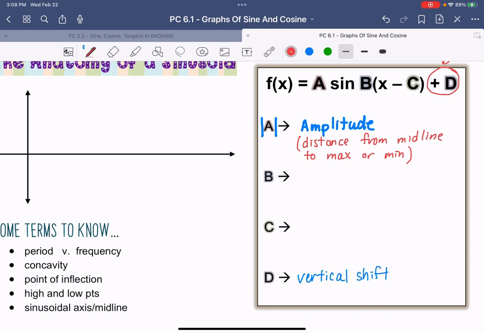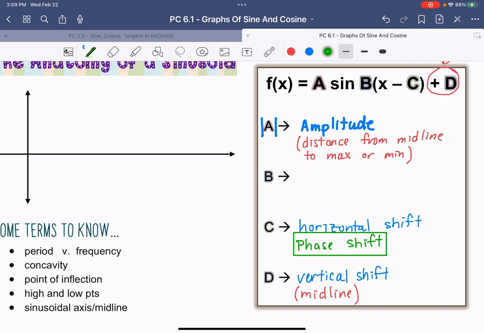And this ends up being the midline. Okay. C is usually our horizontal shift. But of course, with graphing sinusoids, they give it a new term. This is called our phase shift. Okay, so just some new terminology. C is our phase shift.